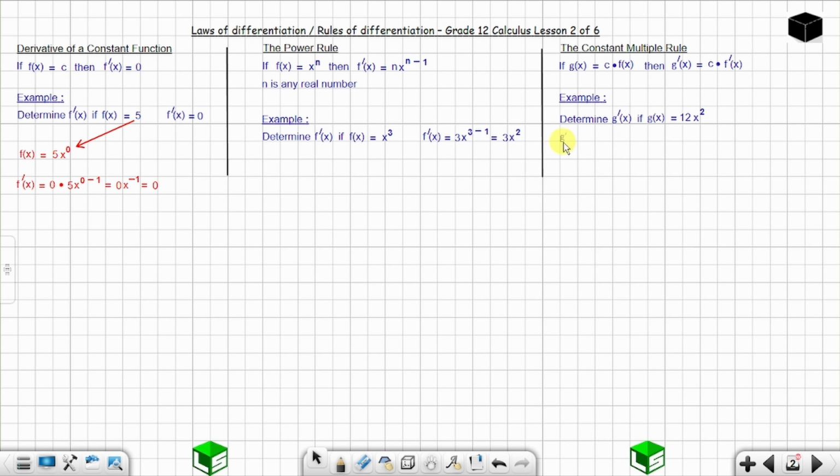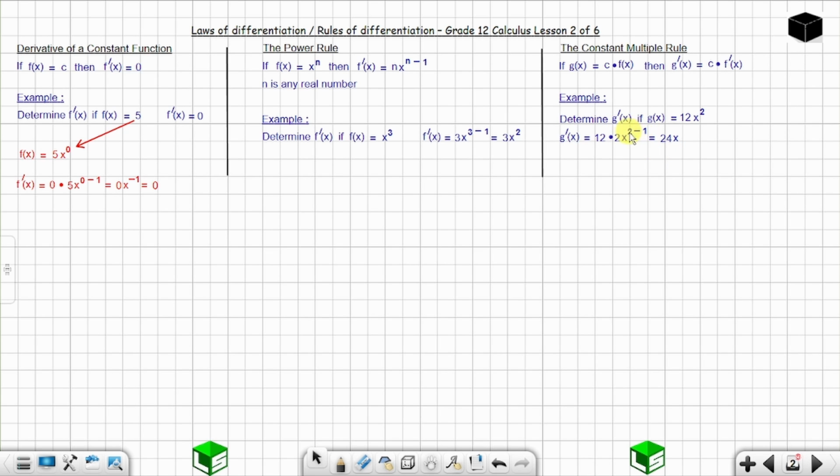g prime of x is equal to, you don't touch your constant, right? You leave it. So you are going to have your constant times, you only take the derivative of this, x squared. So you are going to have 2 times x to the power of 2 minus 1, right? You subtract 1 from the exponent. So this is equal to 12 times 2, which is 24, x to the power of 1, right?